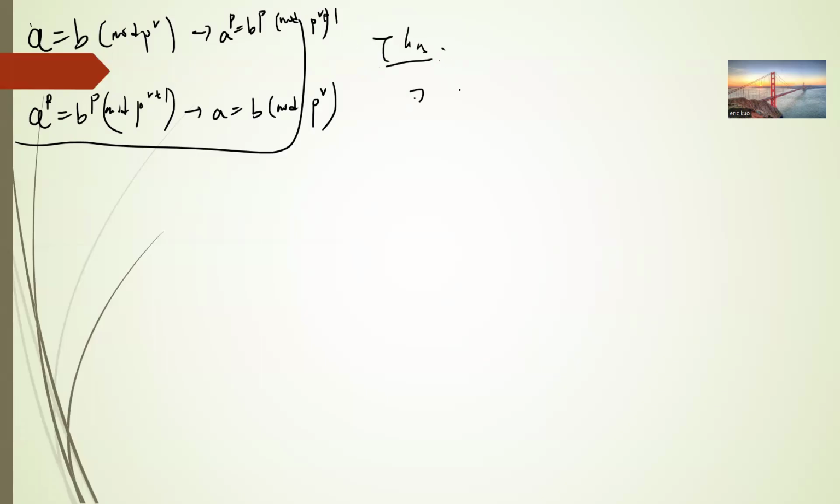And also, if a^p equals b^p modulo p^(v+1), then we can get a equals b modulo p^v. Okay, so this is the lemma. If you know about this, then we're able to show the following theorem: there is a primitive root of, let's say, Z/p^h. Okay, so let's go through a proof.